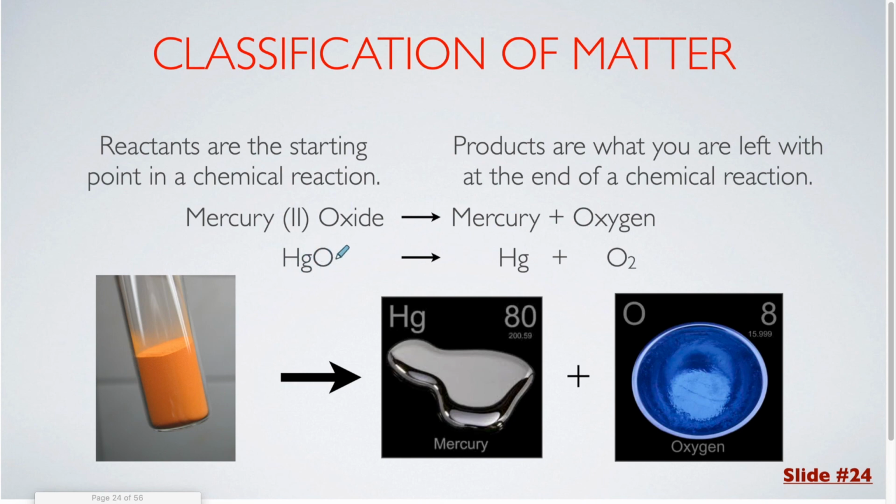So we have HgO representing the mercury(II) oxide, and then we have Hg plus O2, because elemental oxygen always has this little subscript of 2 here. It's a special type of element called a diatomic, which you do not necessarily need to know yet. Our reactants are going to be on the left side of this arrow, and our products are going to be what you're left with at the end. So they're going to be on the right side of the arrow.